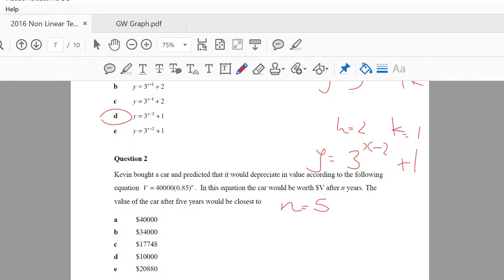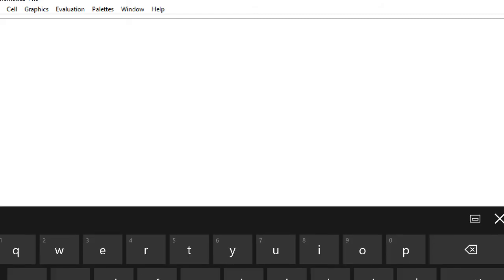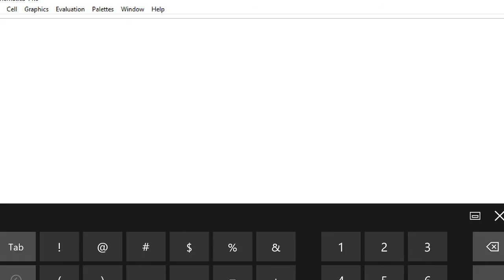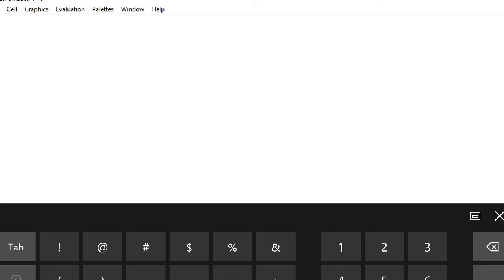That rule was 40,000 times 0.85 to the power of 5 is what we're interested in. So we're going to try and work out what 40,000 times 0.85 to the power, and we're going to find my power button, to the power of 5.